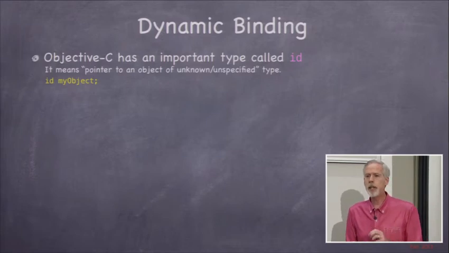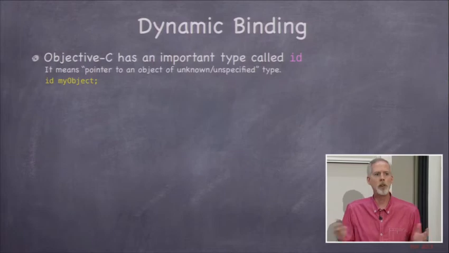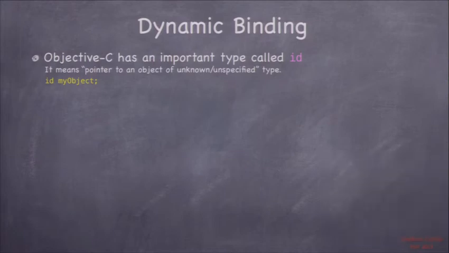So id means pointer. id is a pointer. So we don't use id star. id is a pointer. It means a pointer to an object where I don't know its class, okay, of unknown type or unspecified type. Okay, so it's just a pointer to an object. I do not know anything about that object.